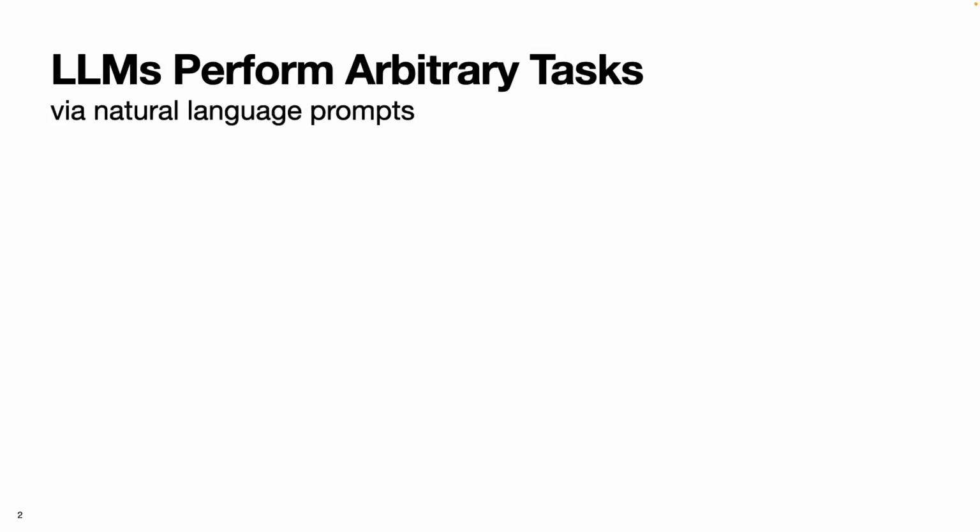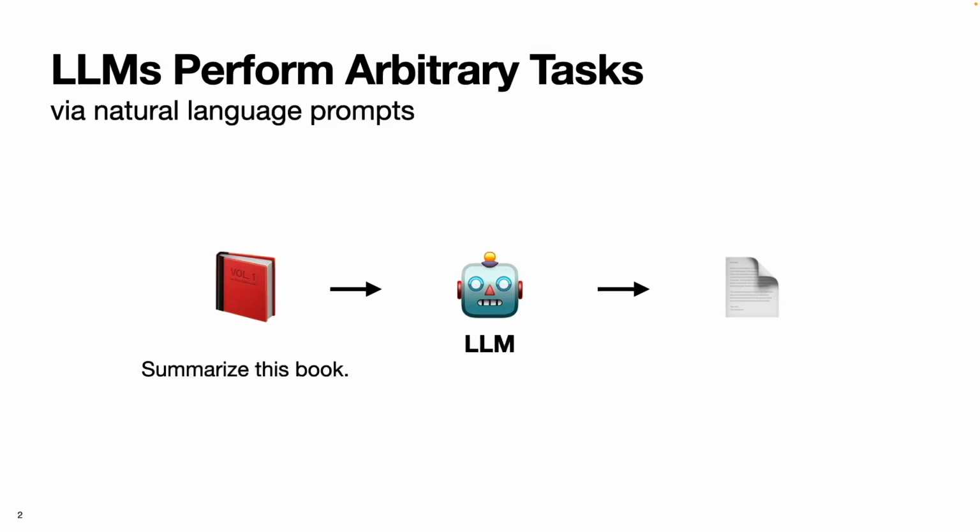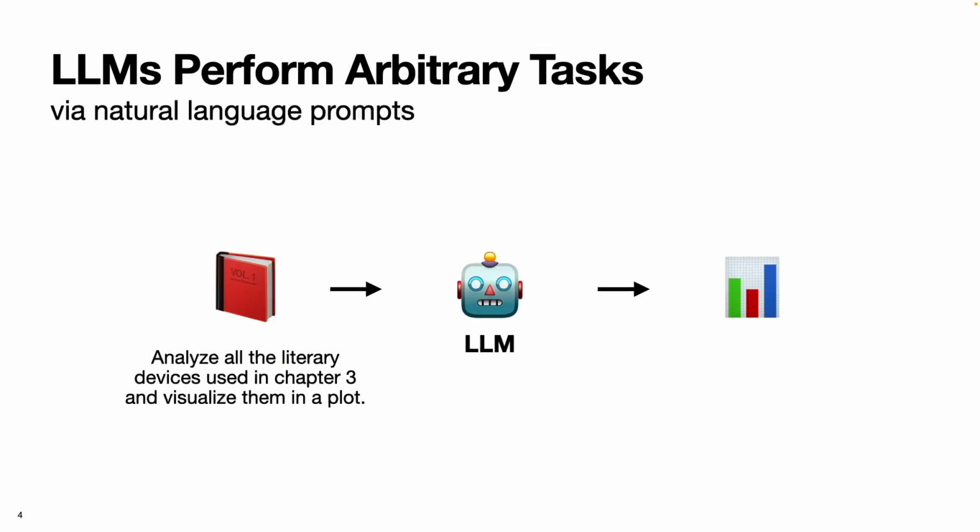The thing that makes LLMs so powerful is their ability to perform arbitrary tasks from just natural language. We could give it a popular book and ask it to summarize it, and it would come up with a nice concise summary for us. Then in the very next moment, we can say, actually, I want you to write a new chapter to this book, and it will be able to do that as well. Or you can do something a bit more technical and sophisticated and ask the model to analyze all the literary devices used in chapter 3 and visualize them in a plot.